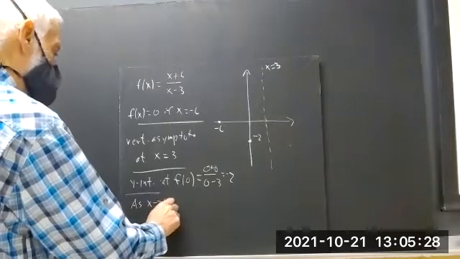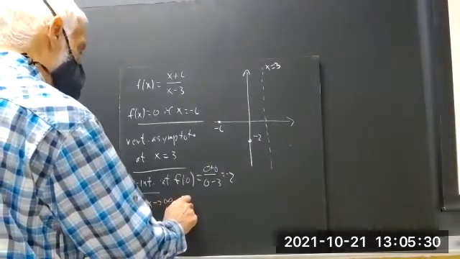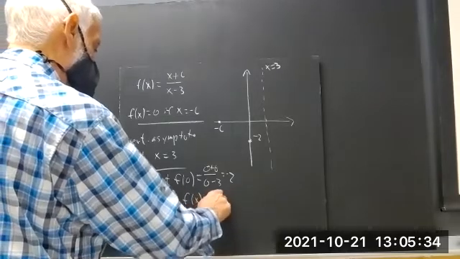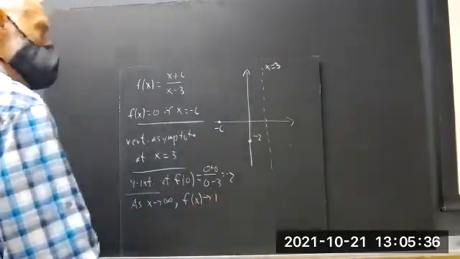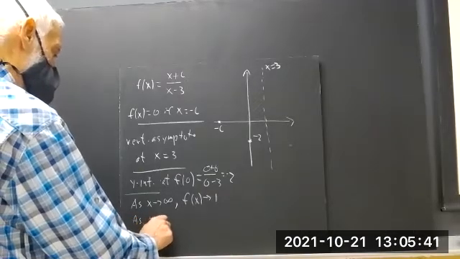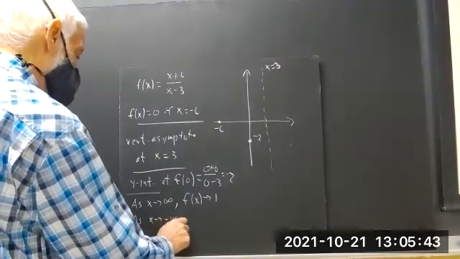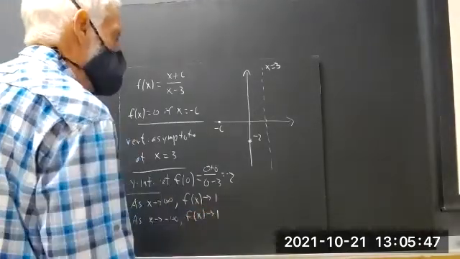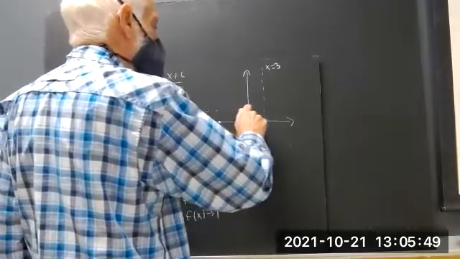As x approaches infinity, f of x approaches 1. As x approaches negative infinity, f of x approaches 1. So we have the horizontal asymptote.